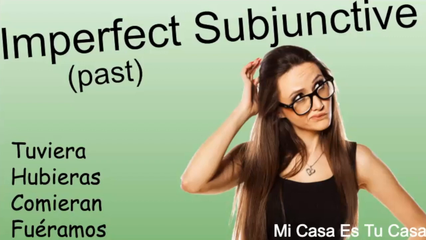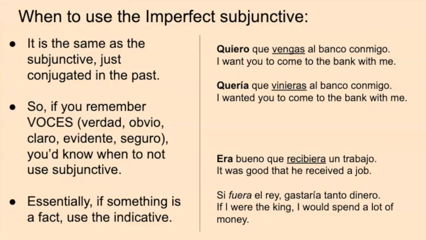So today we're going to be talking about the imperfect subjunctive, or the past subjunctive, el imperfecto subjuntivo, all that. And that's like if you've ever seen tuviera, hubieras, or possibly tuviese. Maybe you've seen that. So let's get straight into it. So when do you use it?